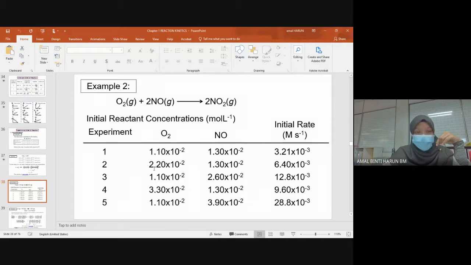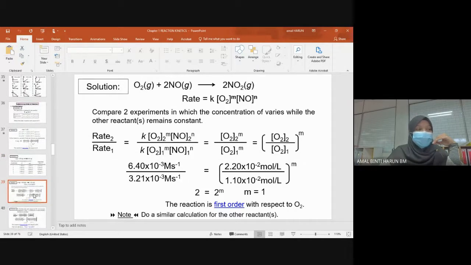Kemudian dia ulang pada eksperimen yang kedua. Dia ubah concentration oksigen pula. Kemudian NO pun dia ubah juga. Dia record initial rate. Yang ketiga pun sama. Ubah yang NO ke, oksigen ke. Lepas tu dia record. Okay. So ini adalah data set eksperimen kita untuk satu tindak balas tetapi ada 5 set eksperimen. Kemudian apa yang dia buat adalah kita nak tahu macam mana kita nak determine order. Next step adalah kita tulis dia punya rate law. Okay.